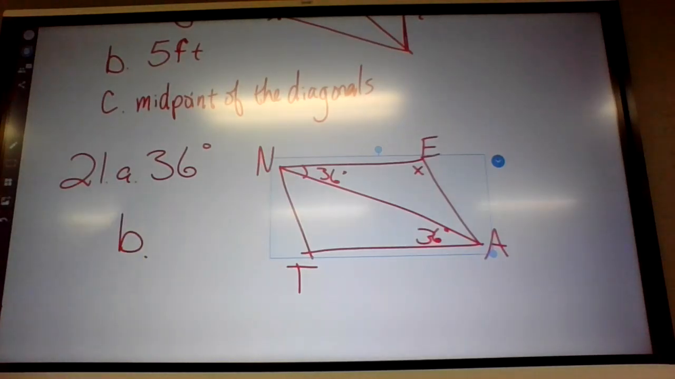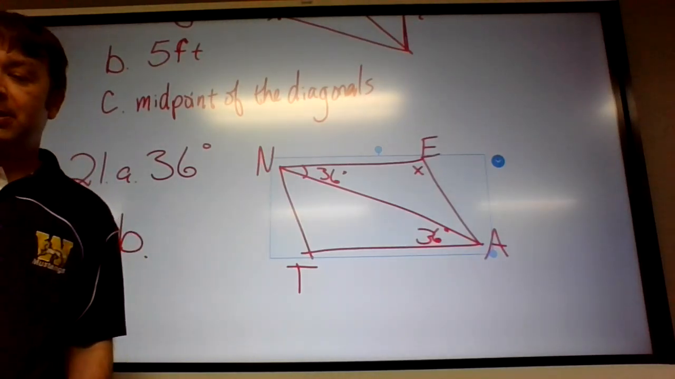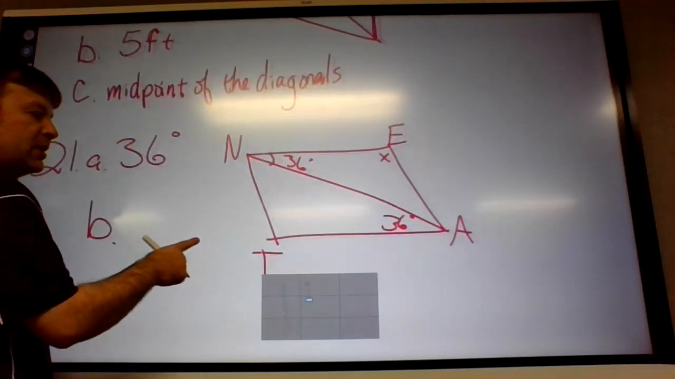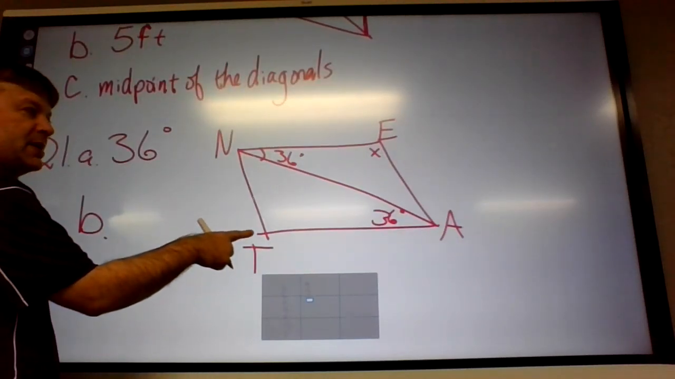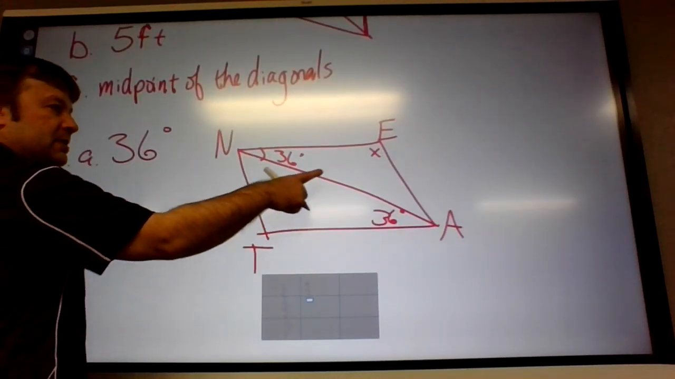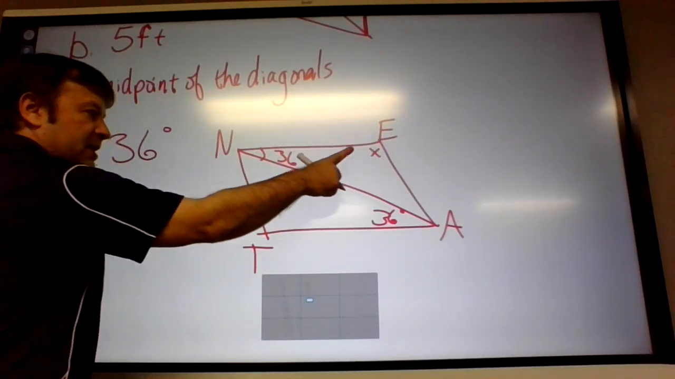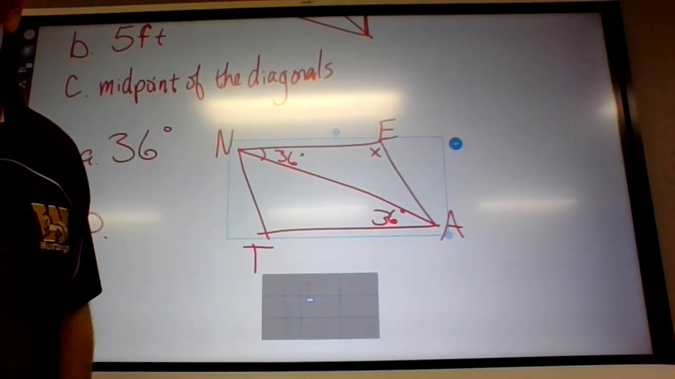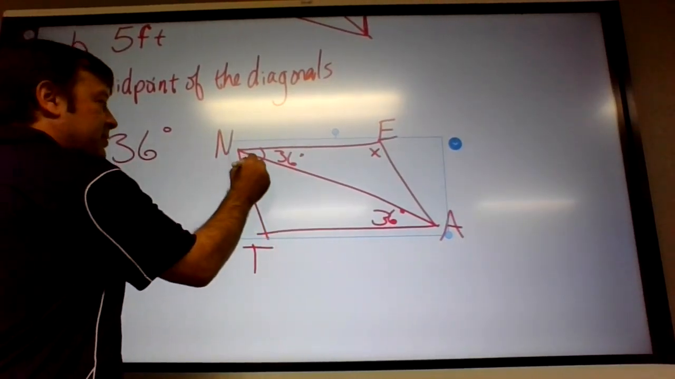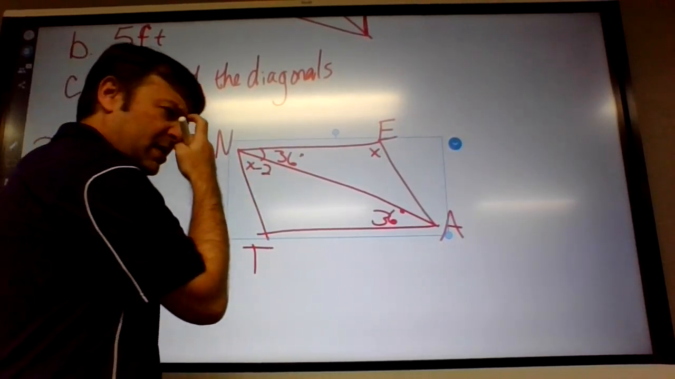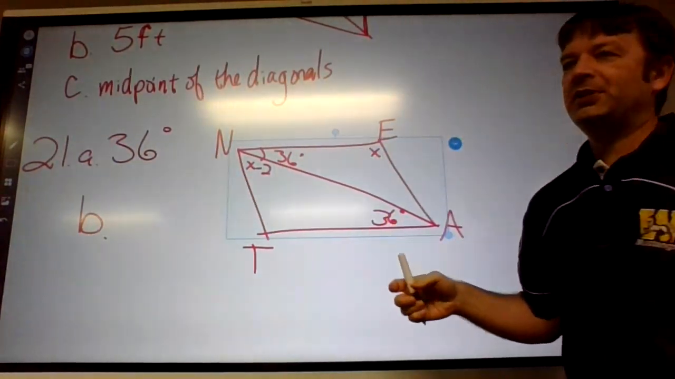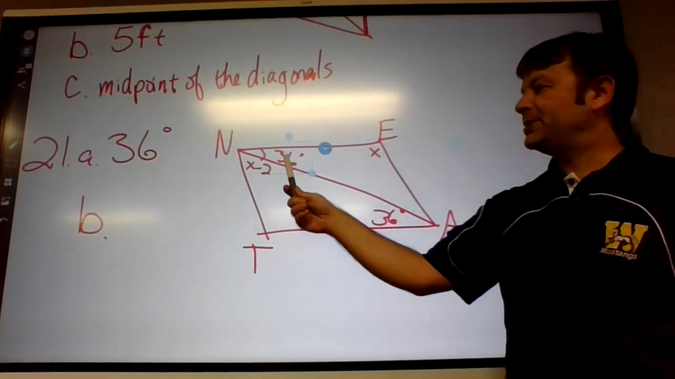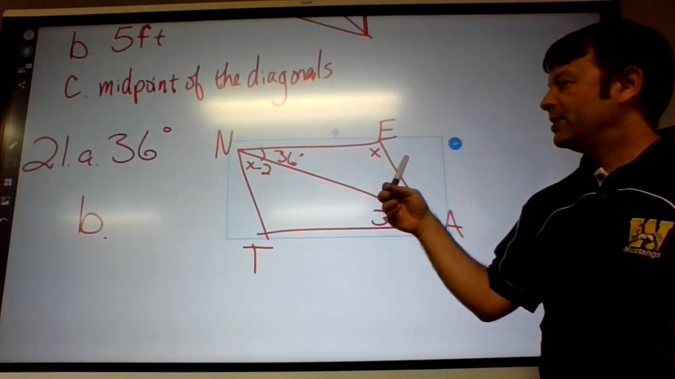And then on B, we're going to have to do a little bit of algebra. It says find angle T. Well, what's angle T going to be the same thing as? Yeah, angle E, which is X. So they put an X up here, but they also put an X minus 2 right here. So you're going to have to use this information to figure out what X is.